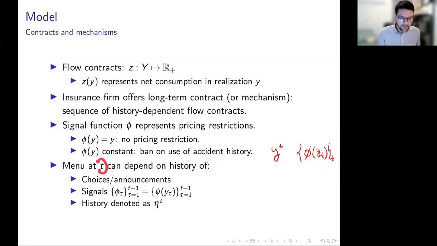In each period T, firms are going to be offering a set of options, a set of flow contracts, to the agent that are going to depend on the choices of the agent up to the current period, which are going to take the form of a set of announcements, because I'm going to be looking at direct mechanisms, and also on the set of signals observed all the way to last period, period T-1. A history of signals and choices or announcements will be denoted as eta superscript T. This would be a good moment to pause for questions as well.